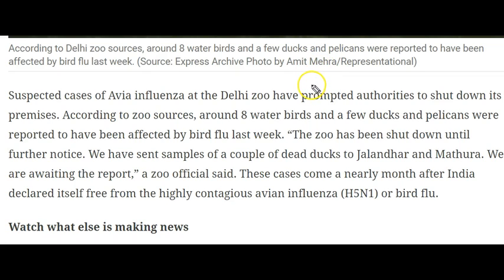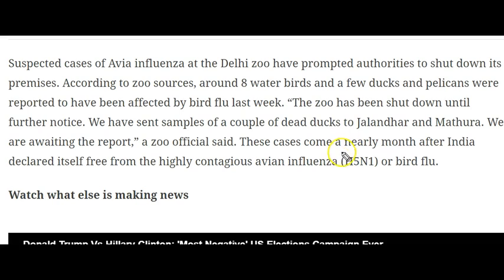In this background, what are all the steps that India has taken which make India a bird flu free nation? What do we need to do to ensure our nation remains a bird flu free nation? In September 2016, India was declared free from highly contagious avian influenza.